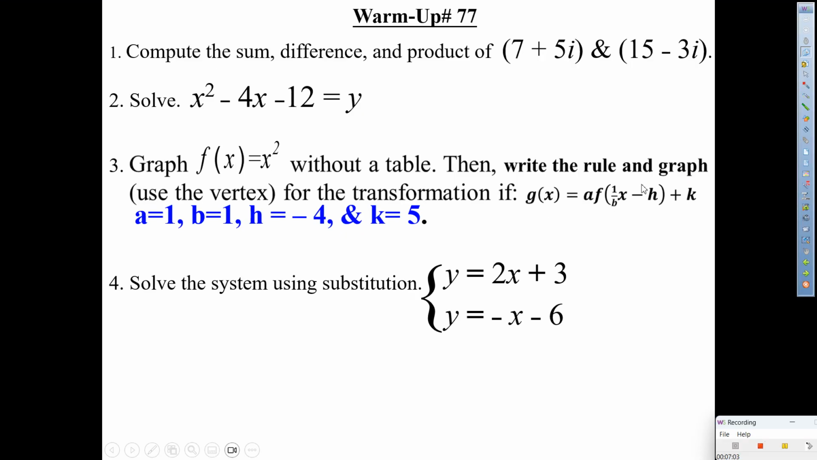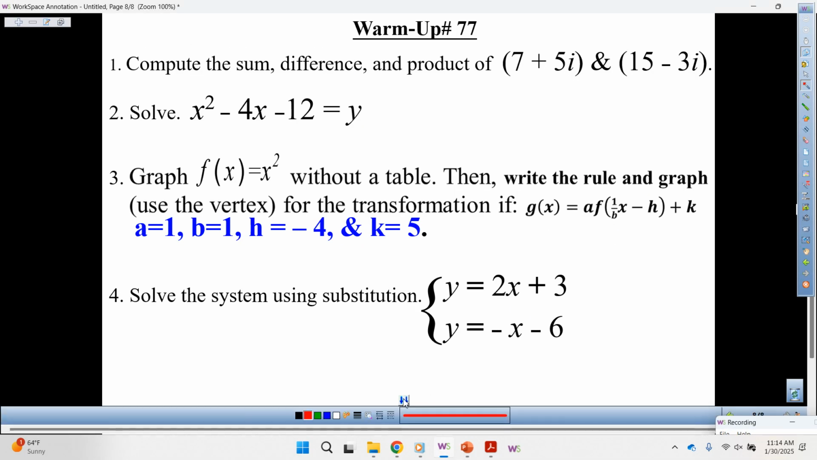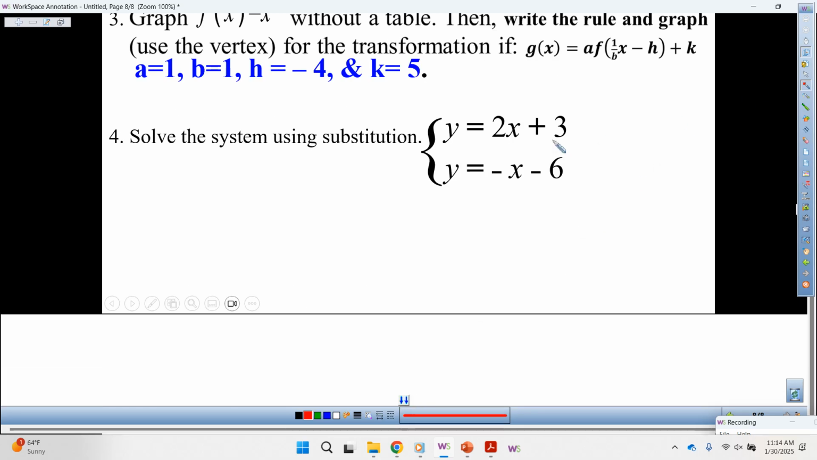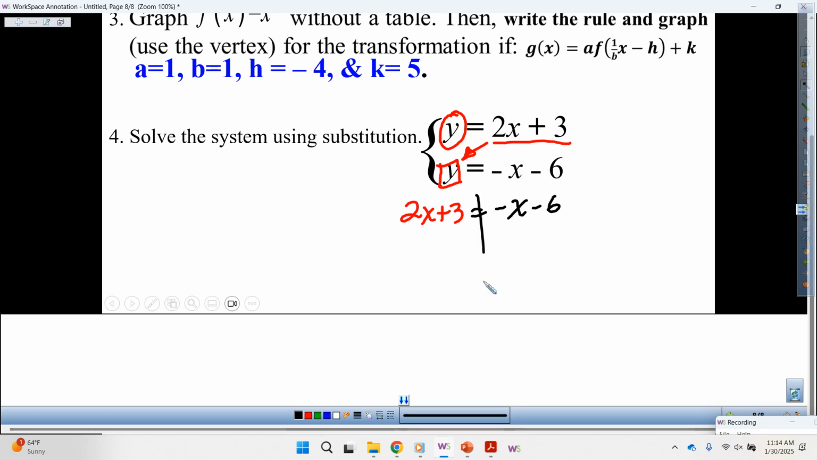And last but not least, number 4, solve by substitution. So the first equation is y is equal to x plus 3. The second one, instead of writing y here, I'm going to write what? 2x plus 3. Bring down the equal sign, bring down the negative x minus 6. Get all the x's to one side, so plus x, 3x plus 3 equals 6. Leave x by itself, so minus 3 minus 3. 3x equals 3. Divide by 3.